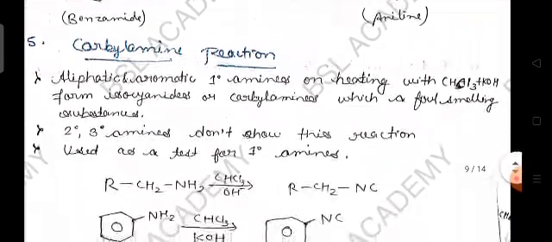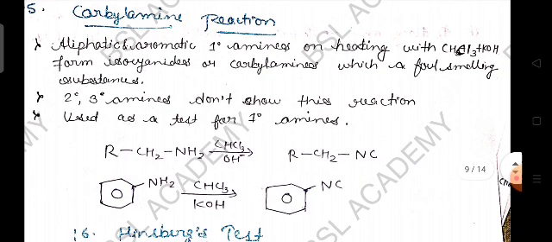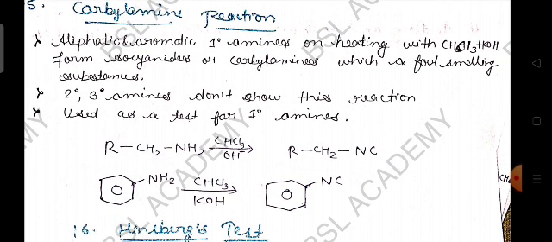Now next, carbylamine reaction. This is also an important reaction. So what happened in this reaction? Aliphatic and aromatic 1 degree amines on heating with CHCl3 plus KOH form isocyanides or carbylamines, which are foul smelling substances. 2 degree, 3 degree amines don't show this reaction and it is used as a test for 1 degree amines. So this is only for the 1 degree amines.